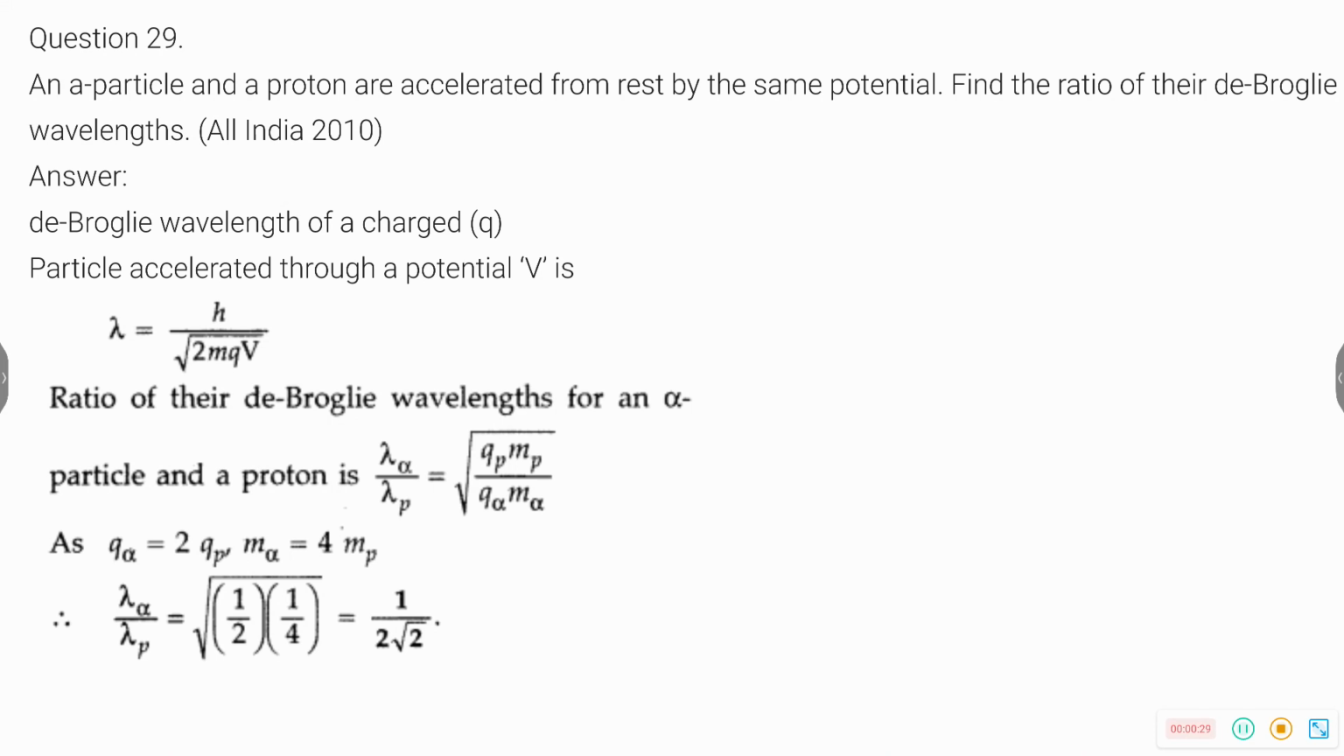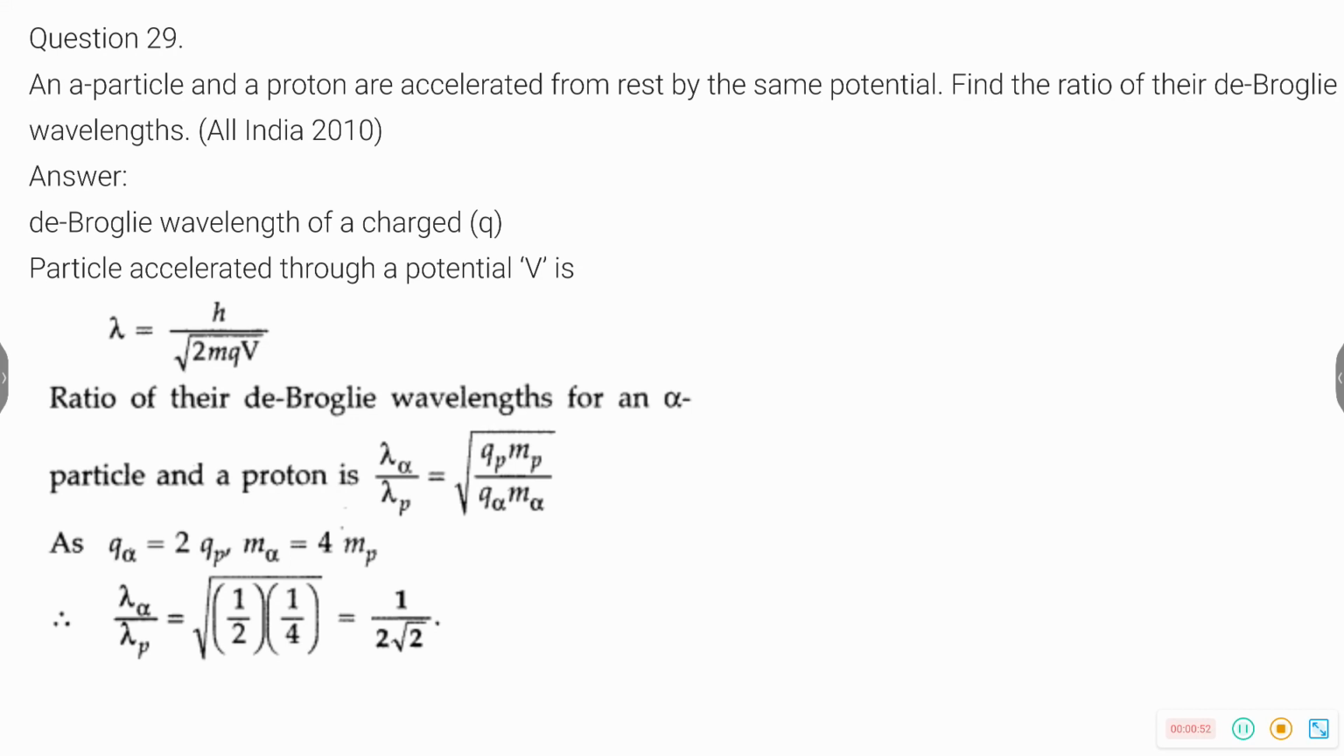So here it is coming, lambda alpha. Okay, very good. Lambda alpha by lambda proton is 1 by 2 root 2. So you remember this formula, lambda equal to h by root under 2mqV. Yes or no?